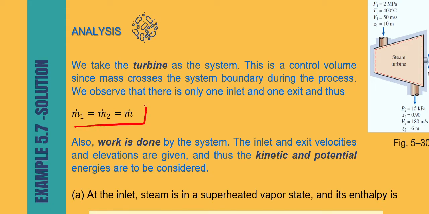Okay, this one. Because it is a steady flow operation, we know that mass in is equal to mass out, and there is work done by the system. So now you find what is H1. At pressure equal to 2 MPa and temperature equal to 400 C, what's the value of H? Now the question is, where is the value of H that you need to refer to? Is it in the saturated water table or the superheated vapor table?